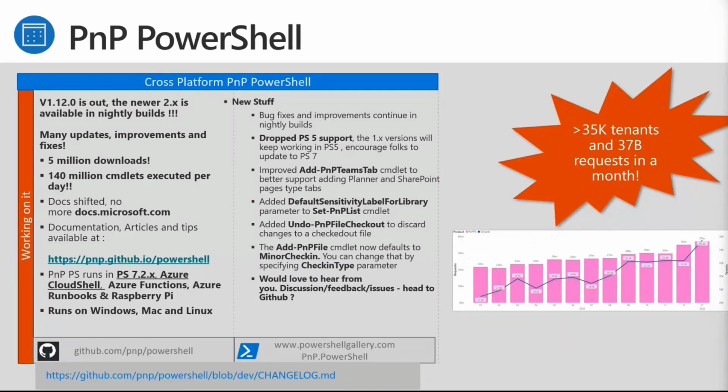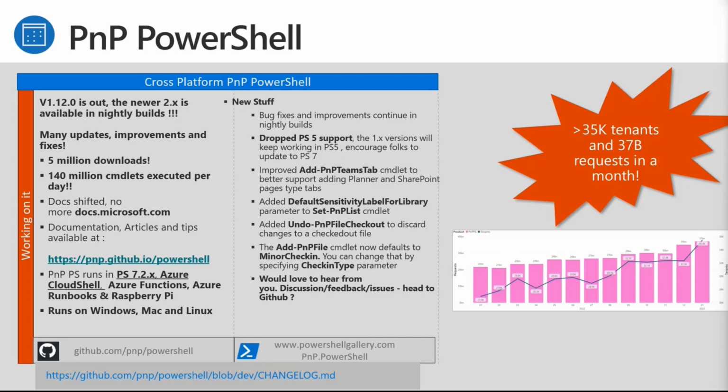In the Add-PnPFile cmdlet, we have now changed the default check-in to the minor check-in. It earlier used to do a major check-in, so we have changed that. If you want to still continue using the major check-in, we have added an additional parameter, called the check-in type parameter. You can do that, and that will add the major check-in.